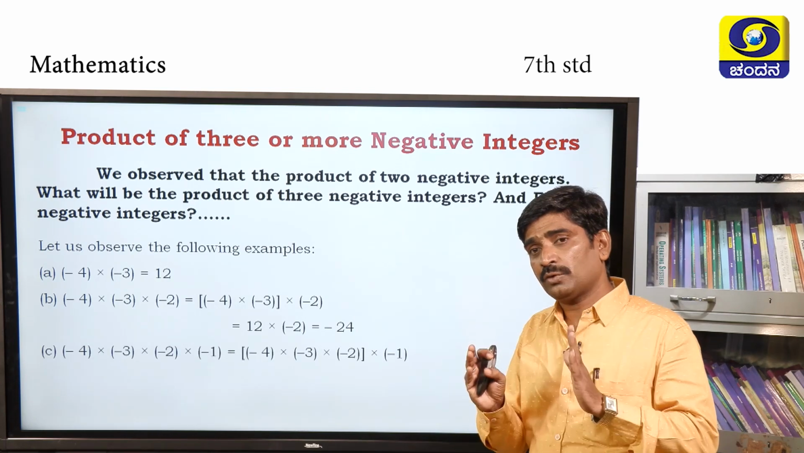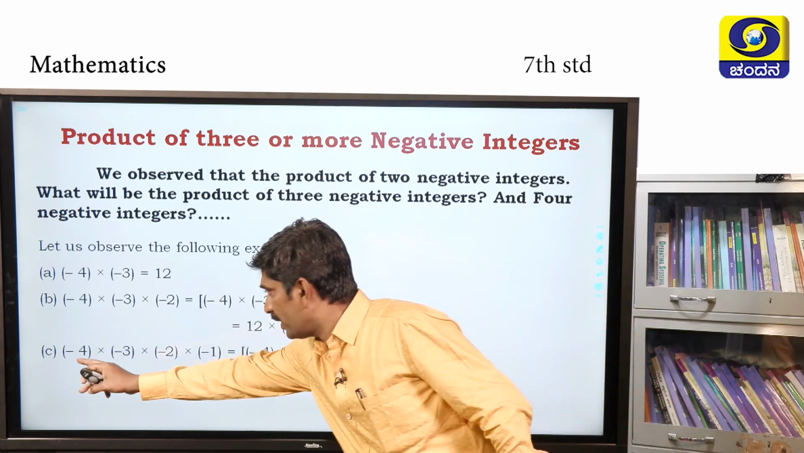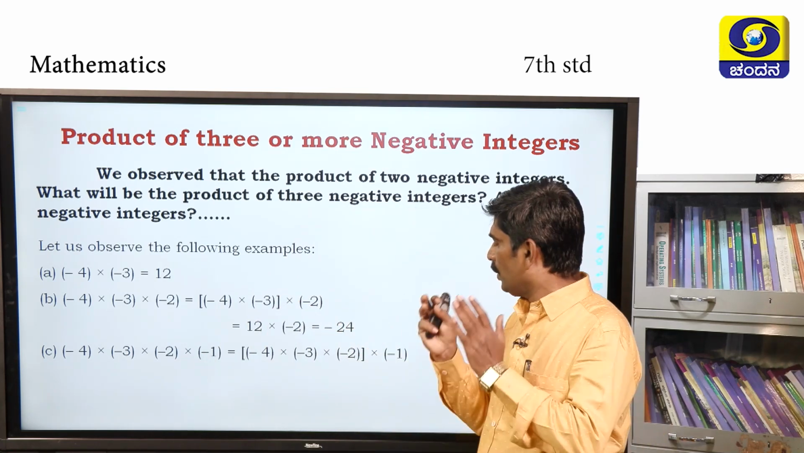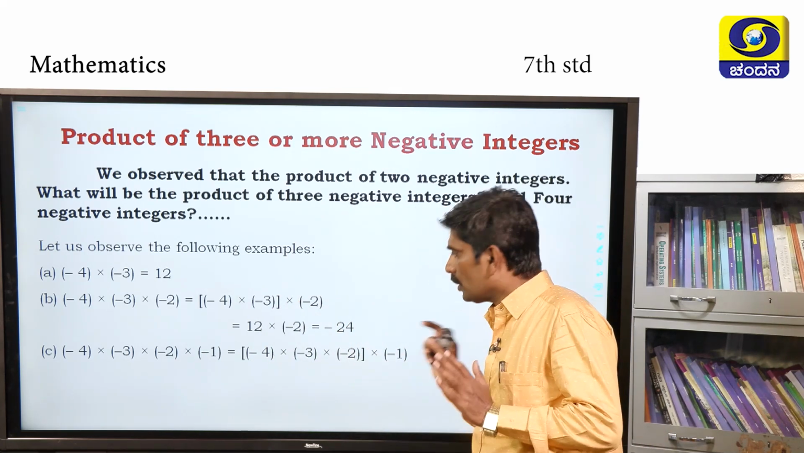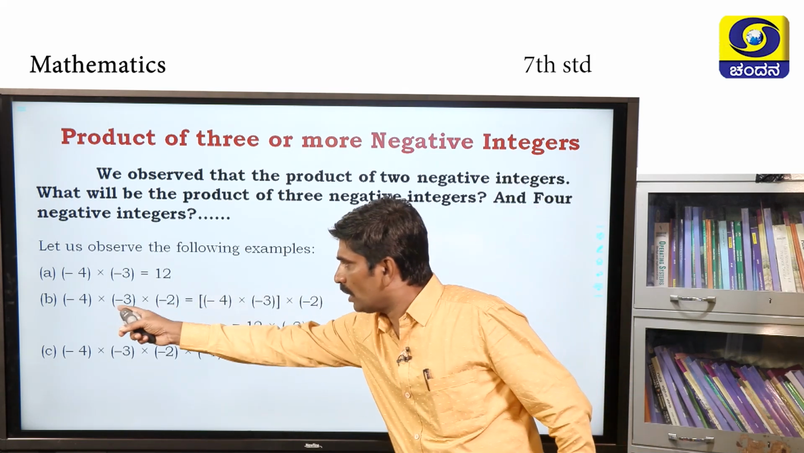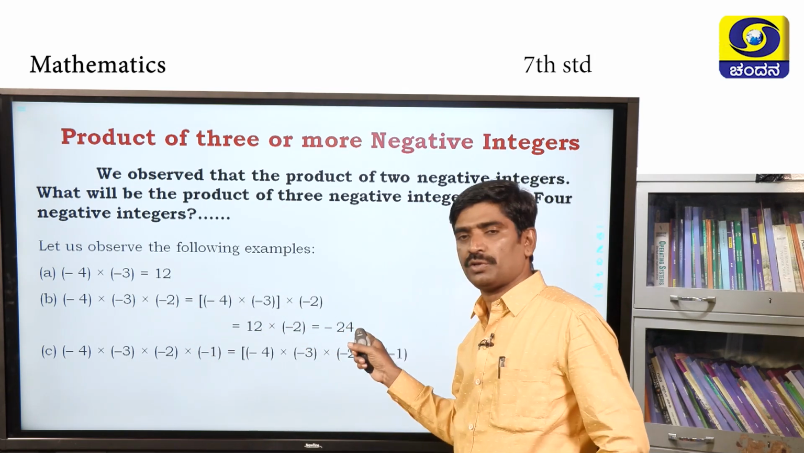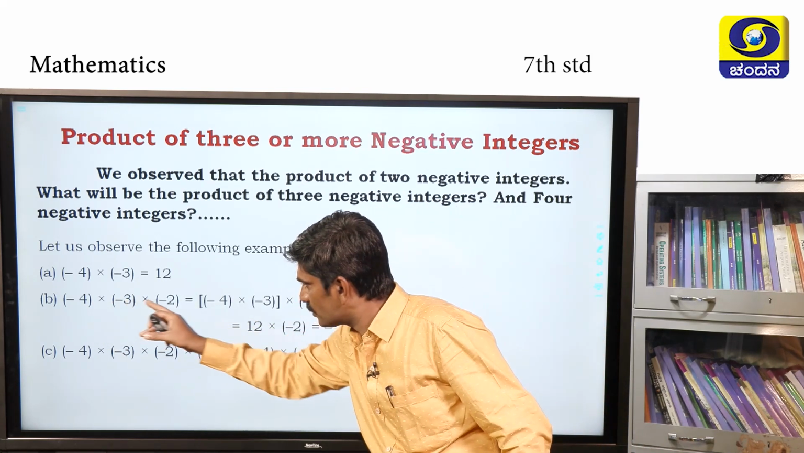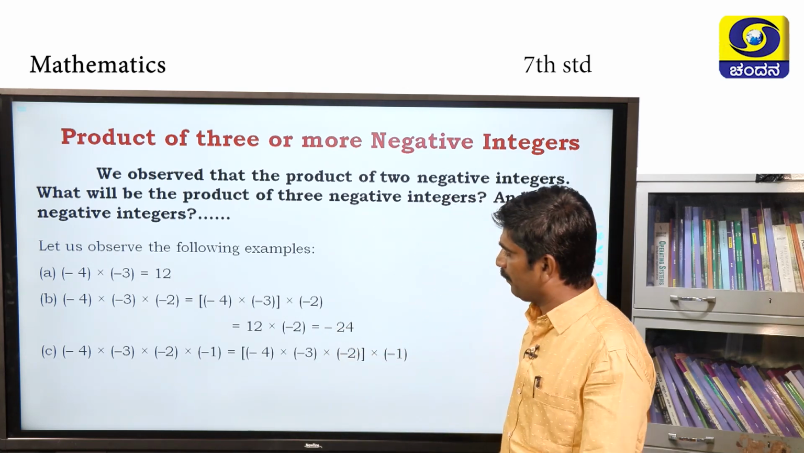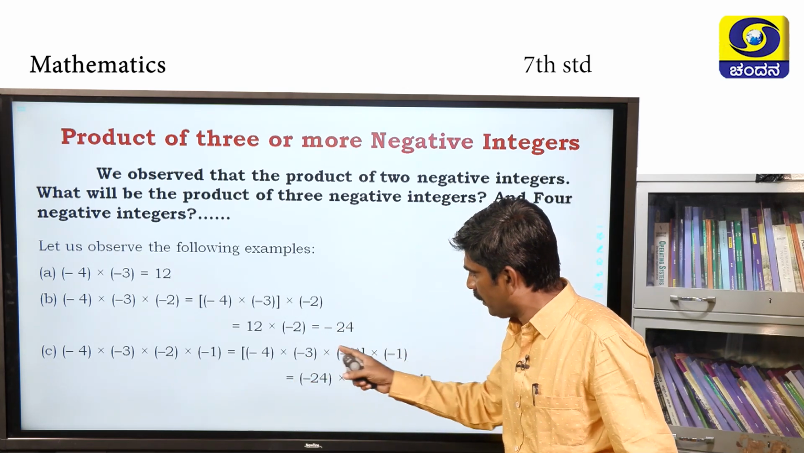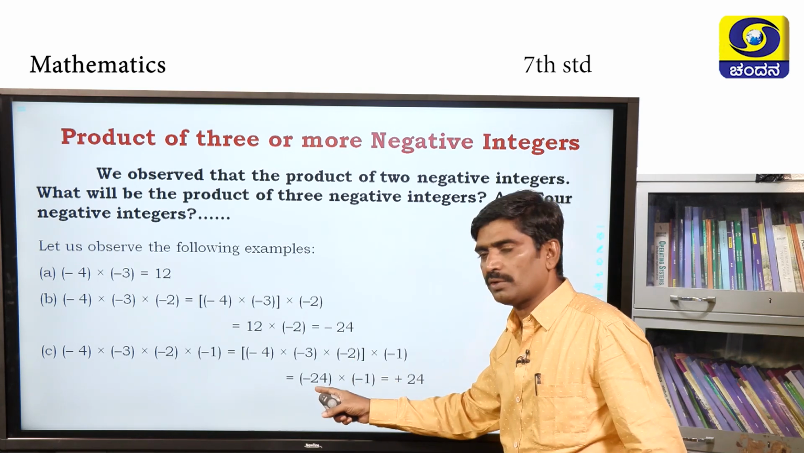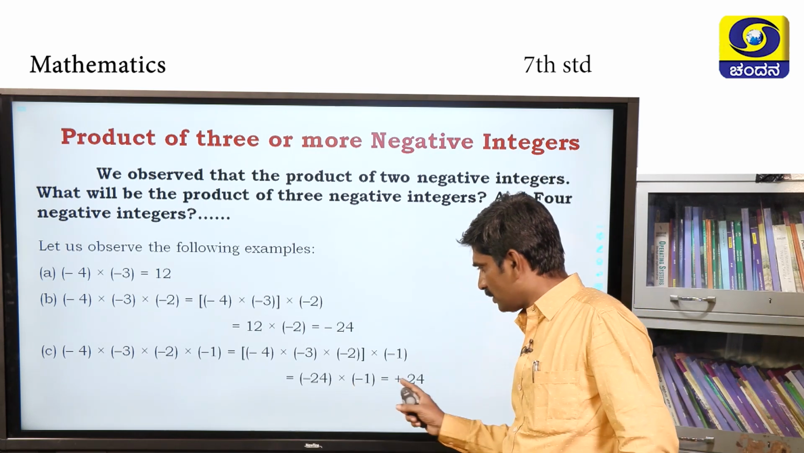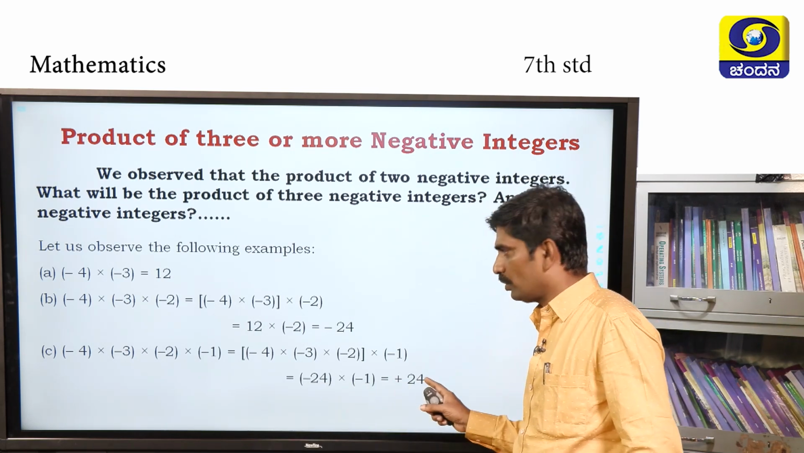Similarly, if you get 4 negative integers, minus 4, minus 3, minus 2, minus 1, then we group 3 negative integers, because we already know the value of the product of 3 negative integers, that is minus 24. So minus 4 into minus 3 into minus 2 is minus 24, and minus 24 into minus 1. In the previous case, minus into minus is plus, so 24 ones are 24.